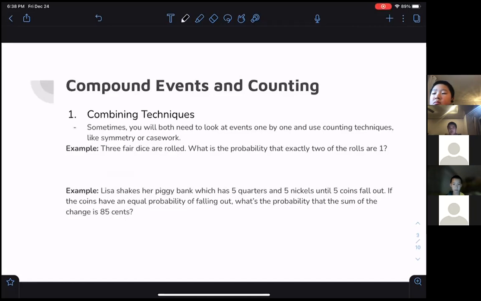And meanwhile, you can also get started on the second problem, where Lisa shakes her piggy bank, which has 5 quarters and 5 nickels, until 5 coins fall out. If they all have an equal probability of falling out at any time, what's the probability that the sum of the change is 85 cents?